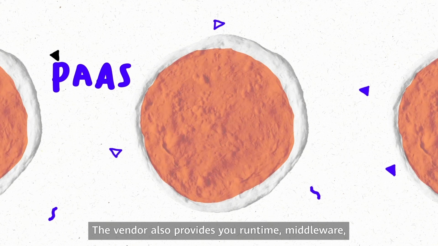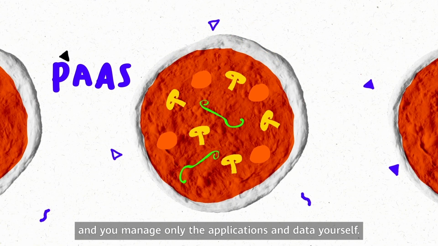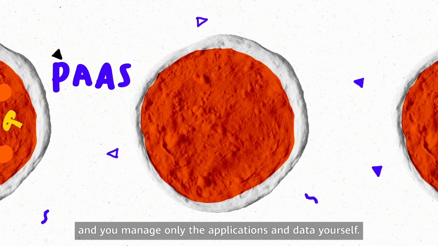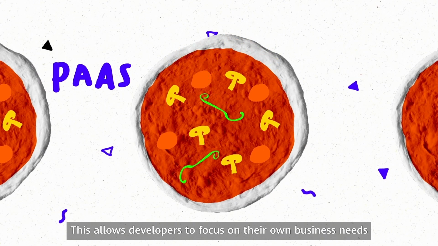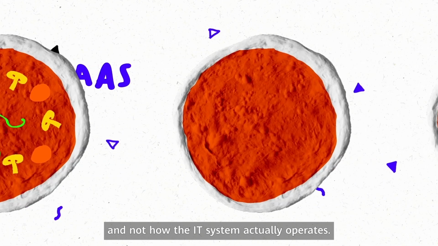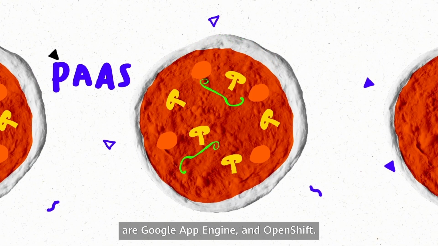With PaaS, the vendor also provides you runtime, middleware, and all the operating systems you need, and you manage only the applications and data yourself, your pizza ingredients. This allows developers to focus on their own business needs, and not how the IT system actually operates. 2 examples you might be familiar with are Google App Engine and OpenShift.